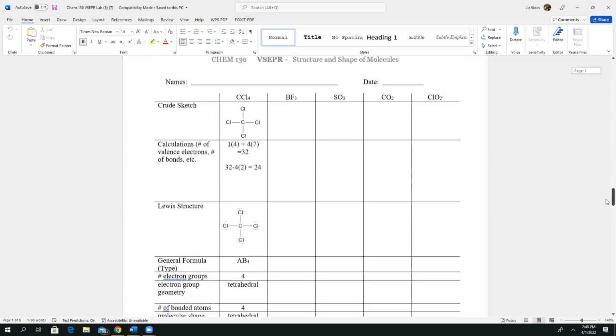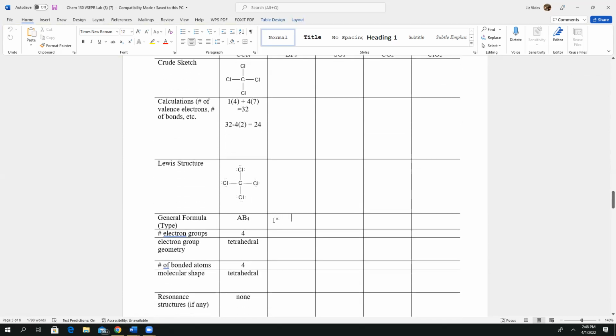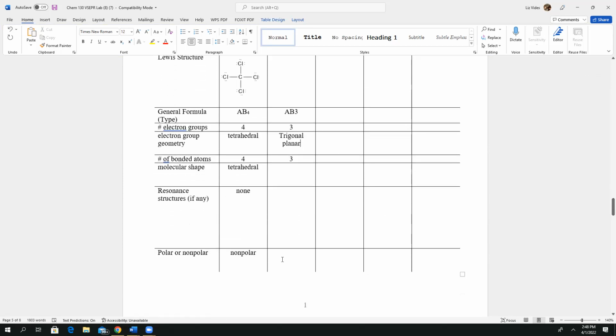So the Lewis structure for BF3 is trigonal planar. So we know that. It's an AB3, okay? And it has three things around it, and they're all bonds. Therefore, the molecule is non-polar. And we're just going to do these few little things real quick. And it's going to say non-polar.